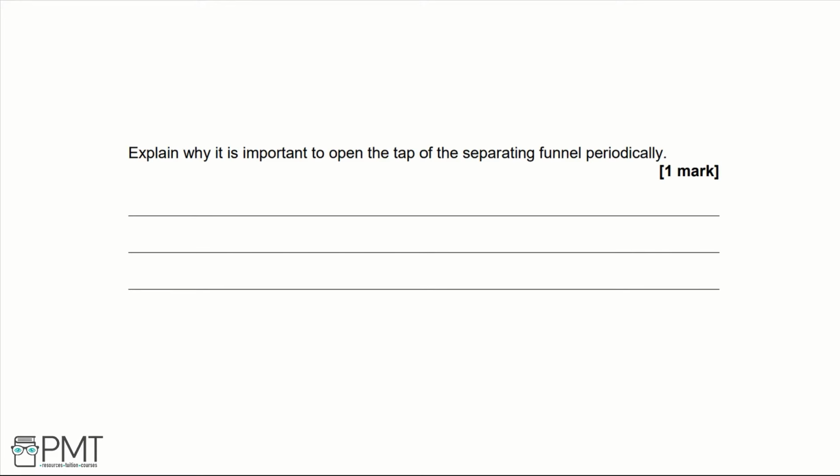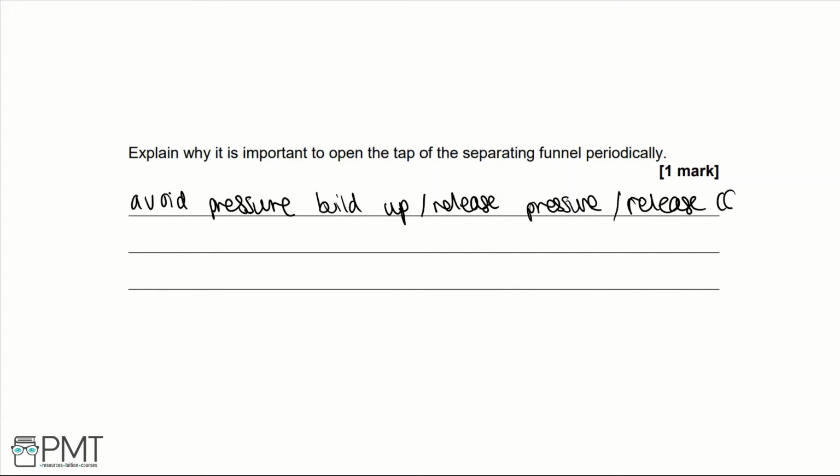Explain why it is important to open the tap of the separating funnel periodically. So this is a really good practical question. So when you shake a separating funnel, you need to open the tap, and that is to avoid pressure buildup. When you first open the tap, you'll hear a kind of whooshing noise, and that is the initial pressure being released. So you can also say release pressure or release carbon dioxide because that's the gas that's building up in the separating funnel, or to prevent the stopper blowing out. To get the mark for this question, you need to write this statement on the answer lines provided.